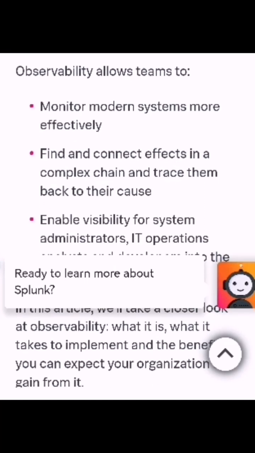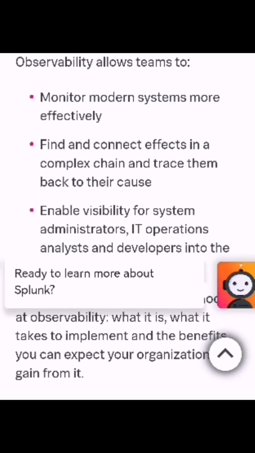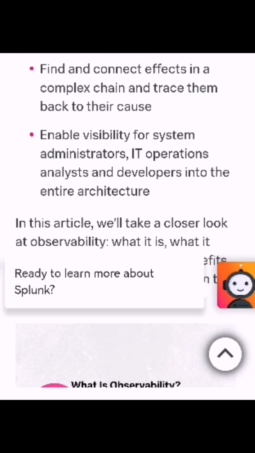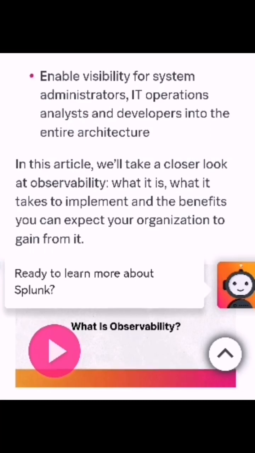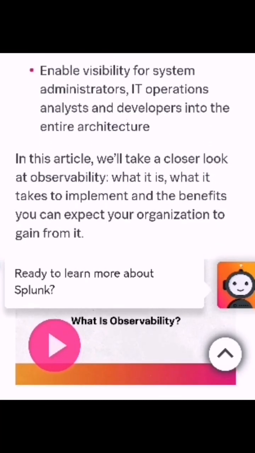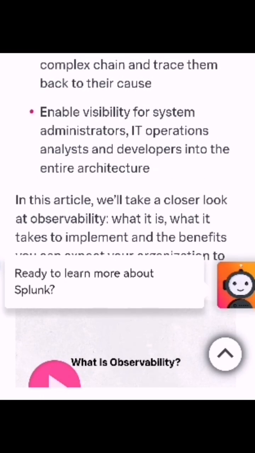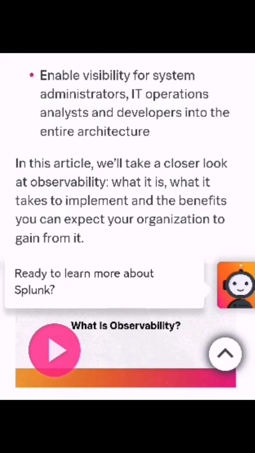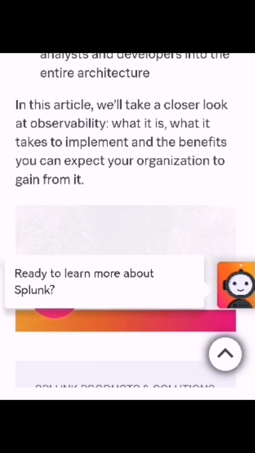these distributed architectures. Observability allows teams to monitor modern systems more effectively, find and connect the effects in the complex chain, and trace them back to their cause. It enables visibility for system administration, that is IT operations, analytics, and developers into the entire architecture.